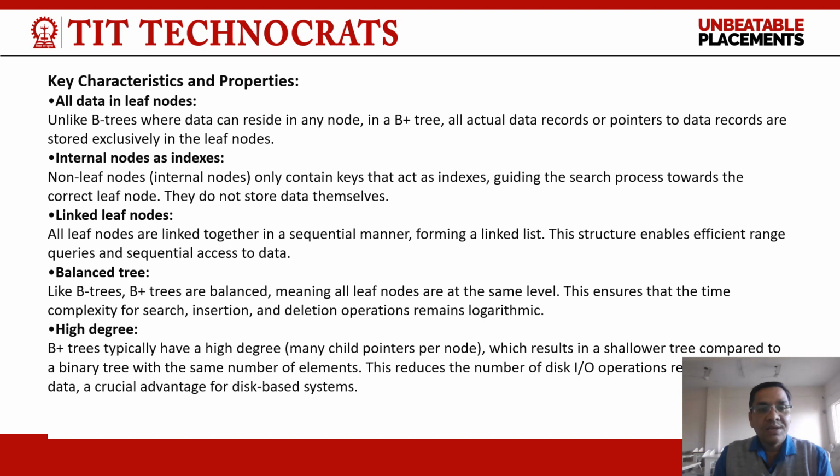Balanced tree. Like a B tree, B plus trees are balanced, meaning all leaf nodes are at the same level. This ensures that the time complexity for search, insertion and deletion operations remains logarithmic, that is O(log n). High degree. B plus trees typically have a high degree, that means many child pointers per node, which results in a shallower tree compared to a binary tree with the same number of elements.